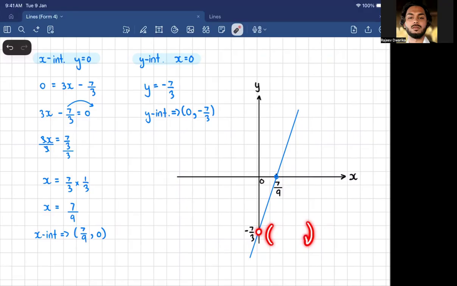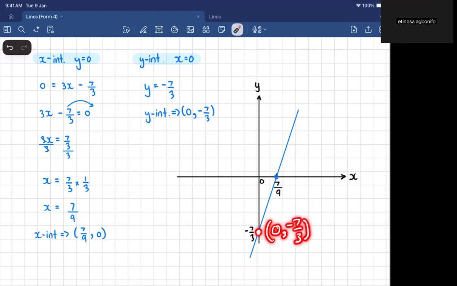Not so fast. When you're reading off points, the x value comes first. So if you're on the y-axis, what's the x value? The x value is 0, and the y value is -7/3.